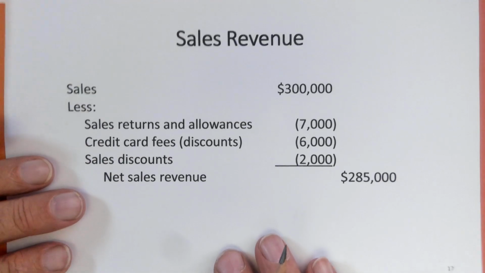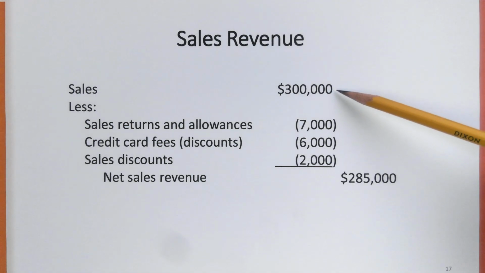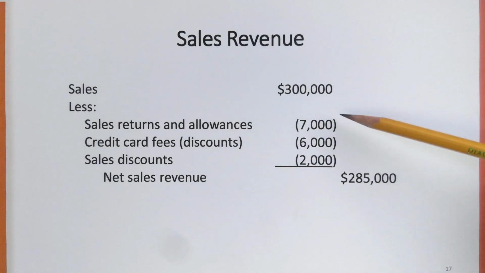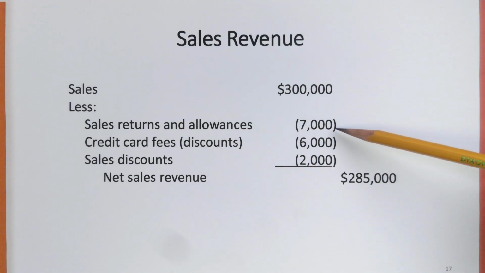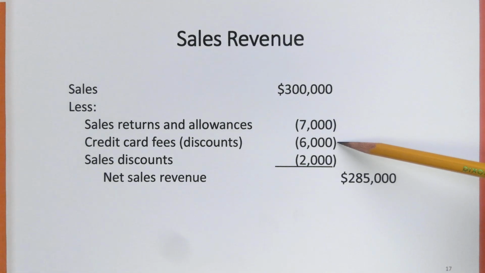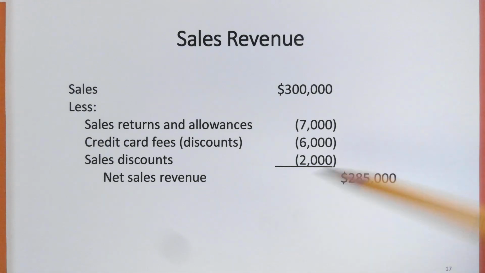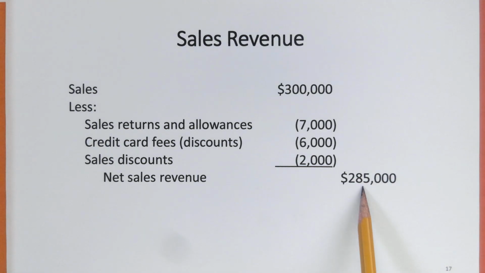So when we're determining net sales, we start off with sales, as you see here, and then we subtract the sales returns and allowances. We also subtract any credit card fees that we might incur, and then we subtract the sales discounts as well to arrive at net sales revenue.